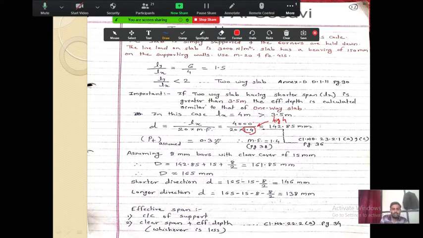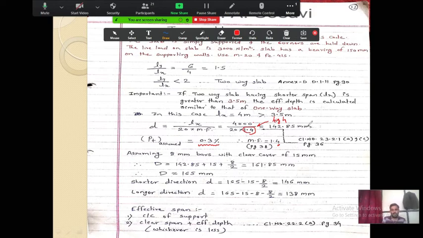How does it come? We assume the percentage of steel. I have already told you, for a slab we generally assume 0.3% of steel. From page number 38, the modification factor is calculated as 1.4, and that value is used over here. So your effective depth d is equal to, what is the value? Ultimately the value is 142.85 mm. So this is your effective depth.